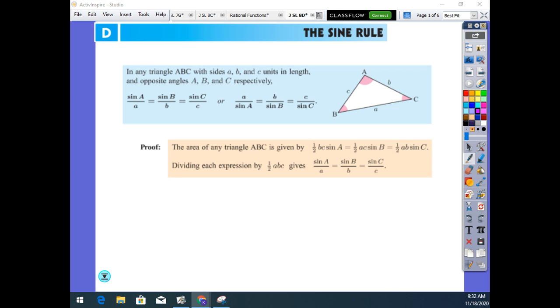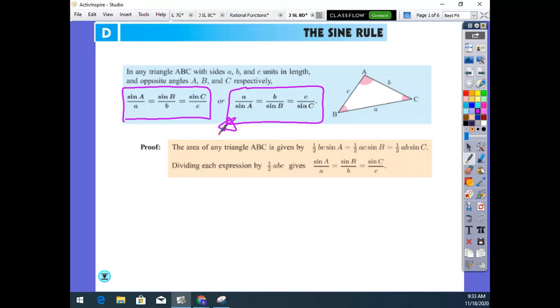D is all about sine rule, and the sine rule is much easier than the cosine rule. You can write it either where sine is on the top or sine is on the bottom. These are the same equation. I typically use this one. It's just habit from the past.